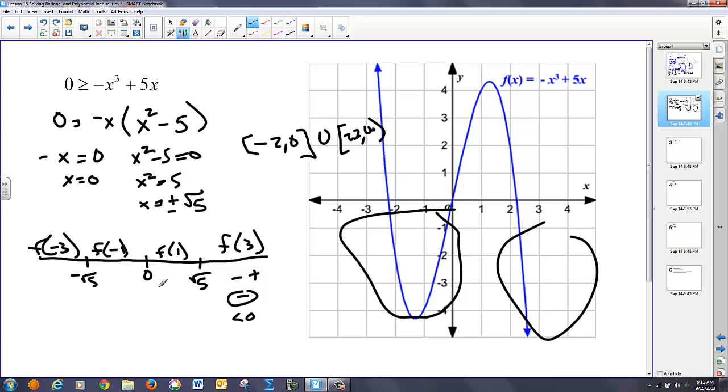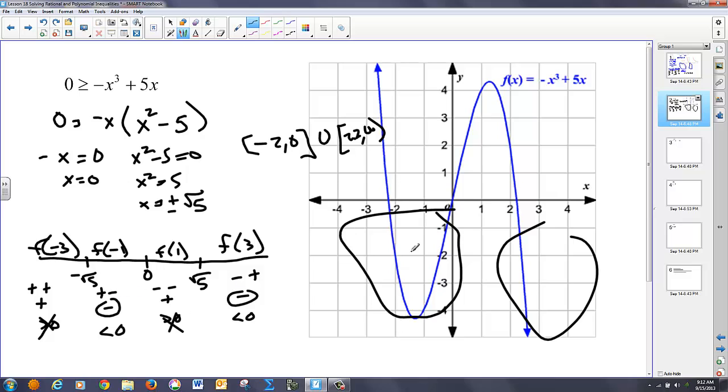Plug in a 1, I get a negative and a negative, which is a positive, which is greater than 0. That's not real good for me. I plug a -1 in, and I get a positive and a negative, which is a negative, which again is less than 0, and I like that. Plug in a -3, I get a positive and a positive, which is a positive, which is greater than 0. I'm not interested in that.